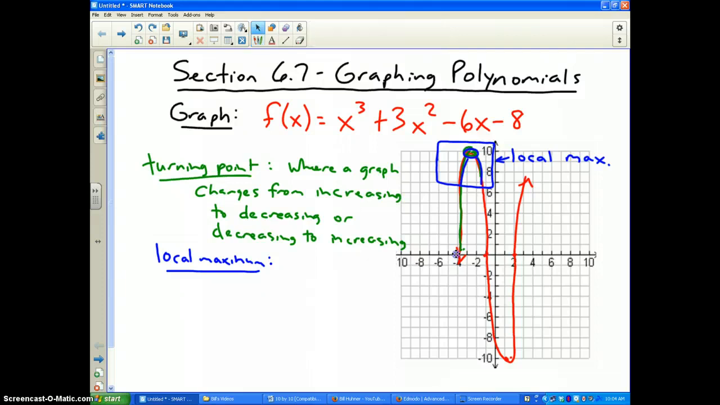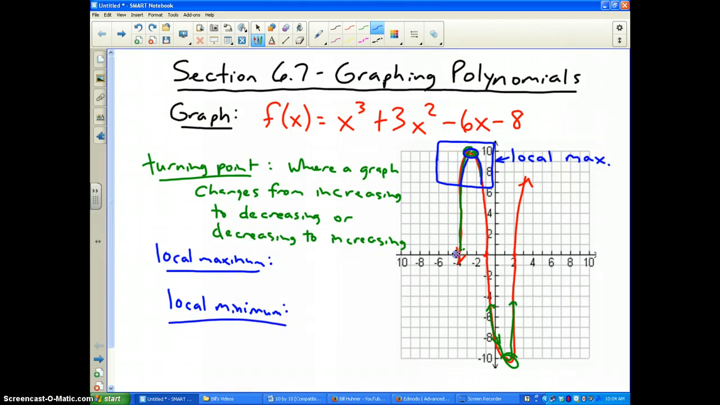Now, if we continue going, if I go down to the bottom, we have another turning point on the graph because right now I am decreasing and I get to the bottom and then I start coming back up and increasing. This point at the bottom down here is another turning point, which is going to be called a local minimum.